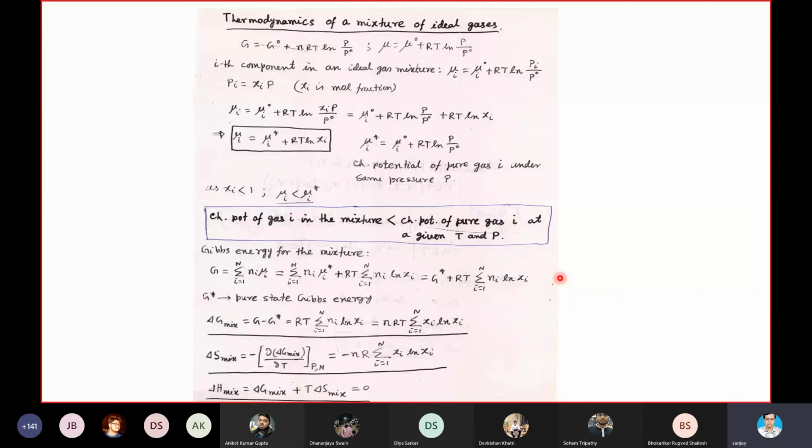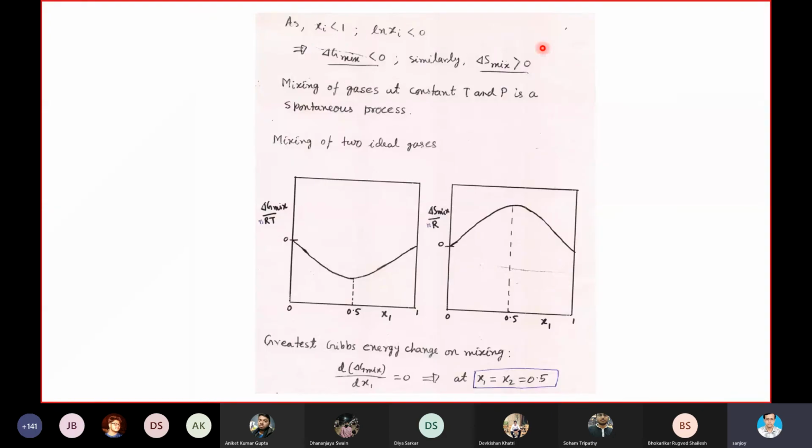So therefore mixing of ideal gas is always an entropy driven process, and because entropy increases on mixing, delta S is positive, so delta G is negative, because it is minus T delta S. So that leads to mixing of gases being a spontaneous process, we found. Now remember that spontaneity comes from the increase in entropy, so it is completely driven by the entropy of the constituents.